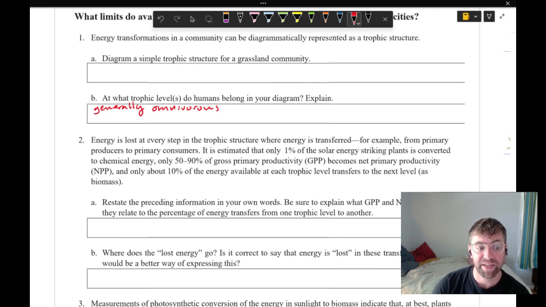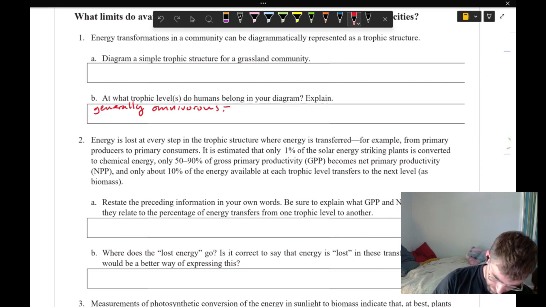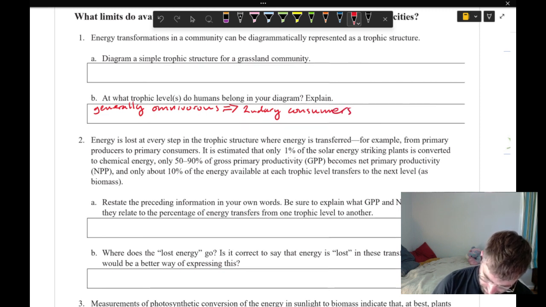However, if part of their diet is from plants and parts from animals, which are primary consumers, then humans would be classified as secondary consumers. So this just kind of demonstrates some of the difficulties associated with using these very simple models. So generally omnivorous, that would make us secondary consumers, with exceptions.